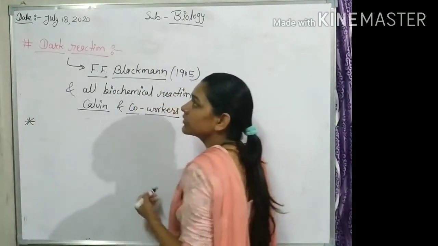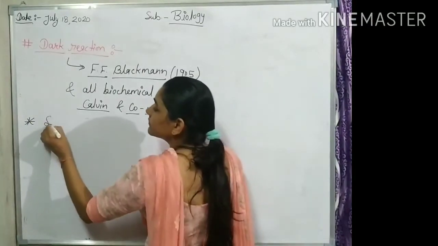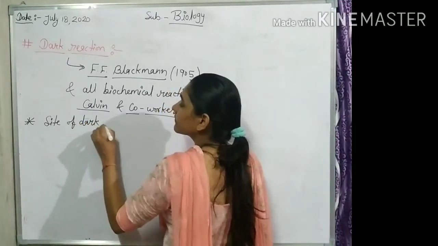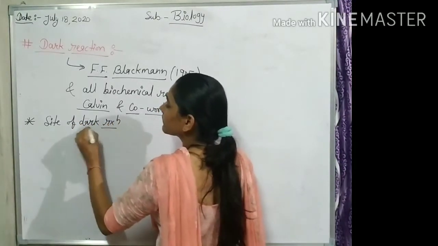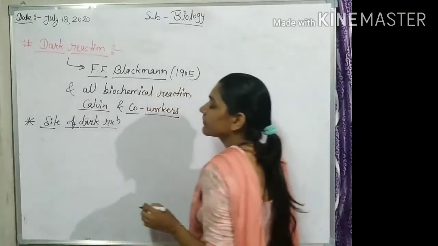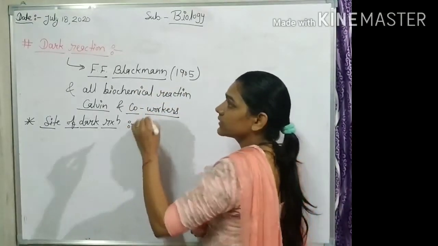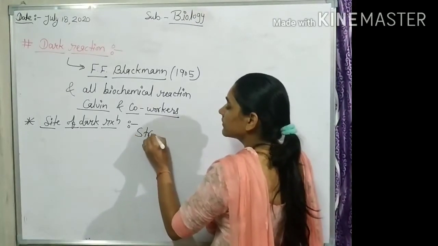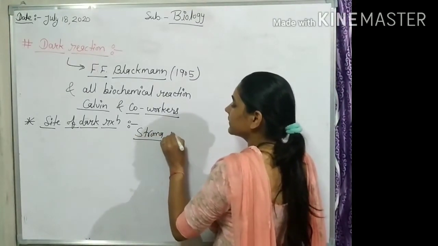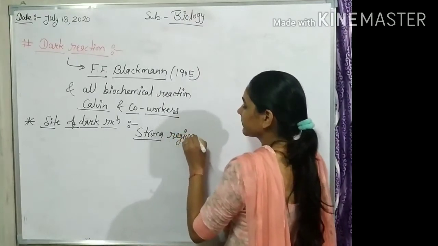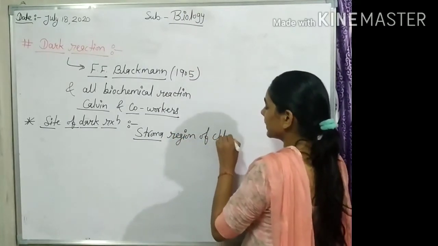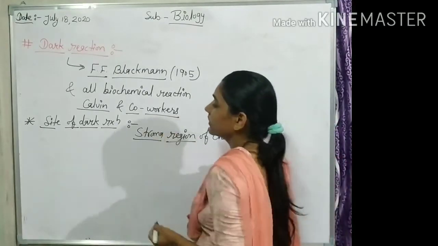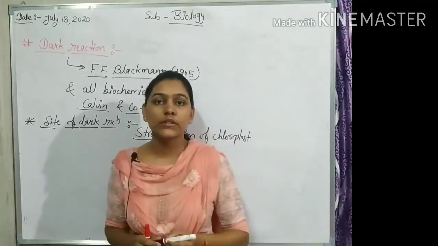Now, the site of dark reaction. The dark reaction takes place in the stroma region of the chloroplast. So, stroma is the site of dark reaction.